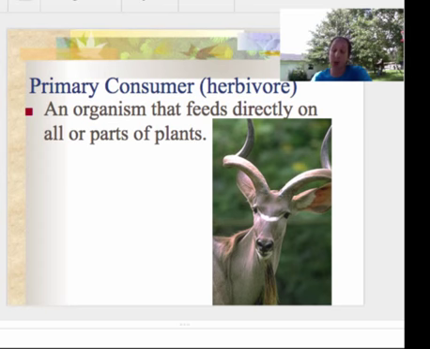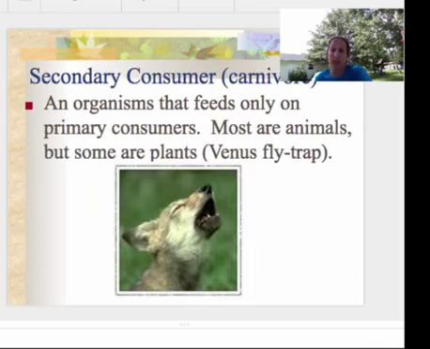We also have a primary consumer called your herbivores. Secondary, and that's organisms that feed on primary consumers. Most are animals, but some are plants. Venus flytrap is an example.